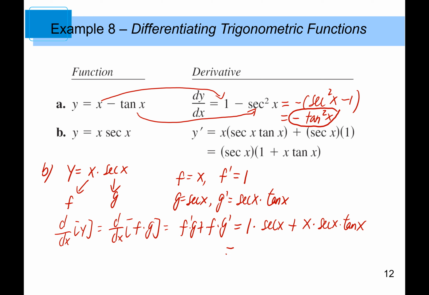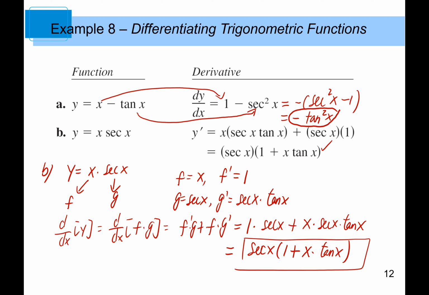So now here we both have secant x. You can factor that out. In the first term, only 1 remains. In the second term, we have x times tangent x remaining. You want to simplify that. That's exactly what I have here.